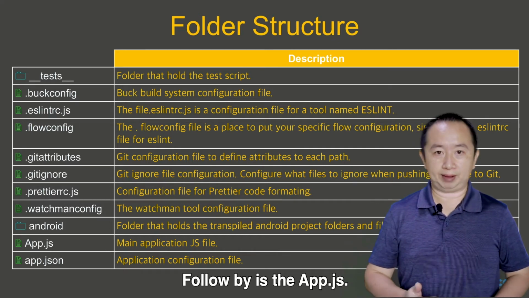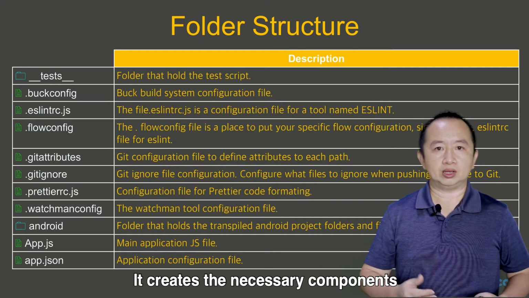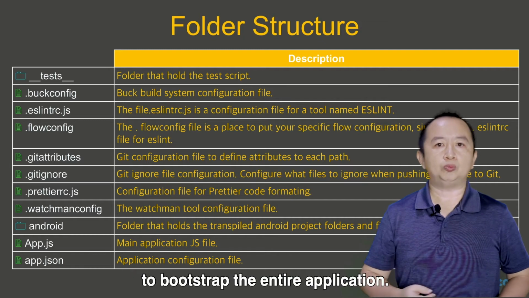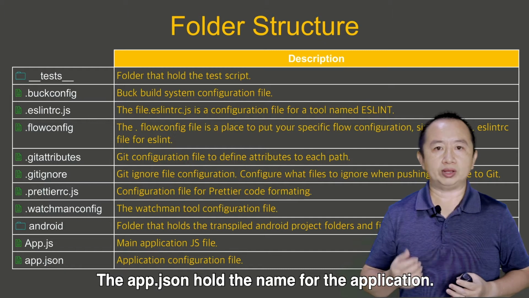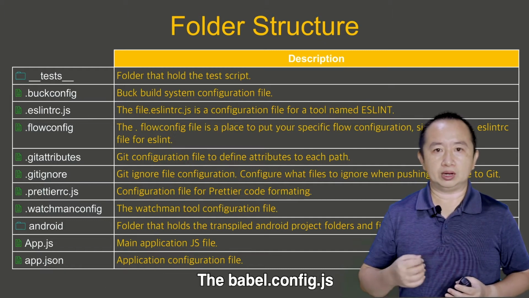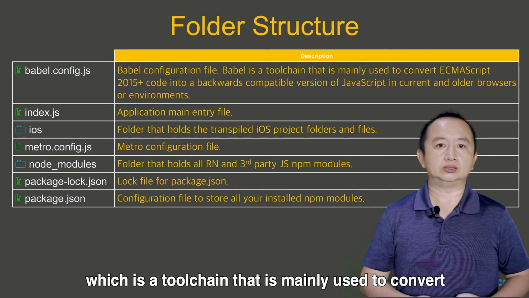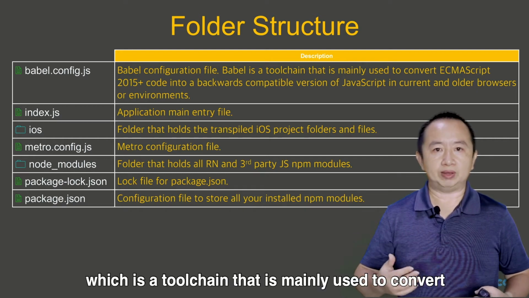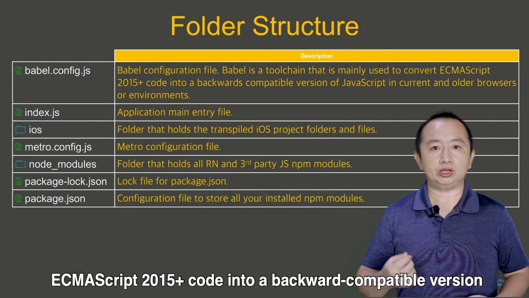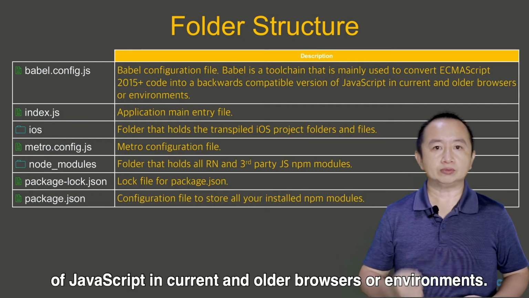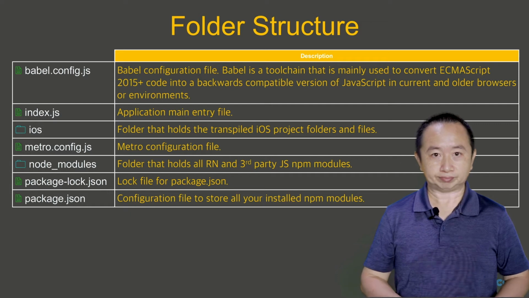Followed by is the App.js. It is the main application JavaScript file. It creates the necessary components to bootstrap the entire application. The app.json holds the name of the application. The babel.config.js is used to configure Babel, which is a toolchain that is mainly used to convert ECMAScript 2015 code into a backward-compatible version of JavaScript in the current or older browsers or environments.